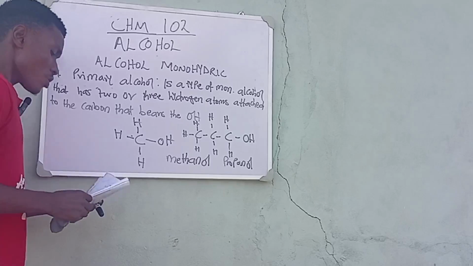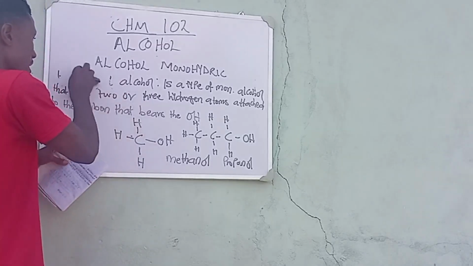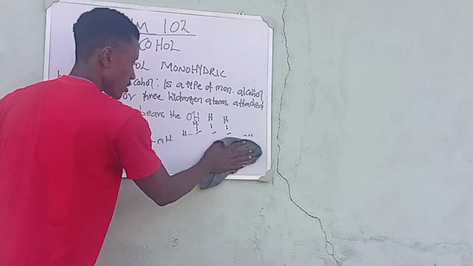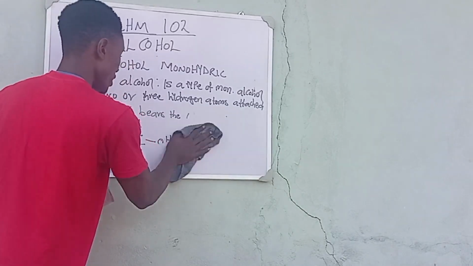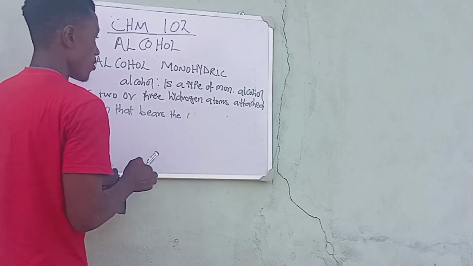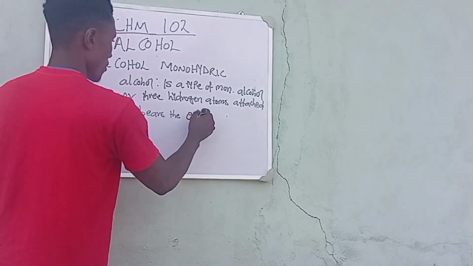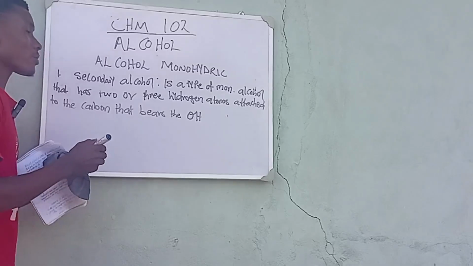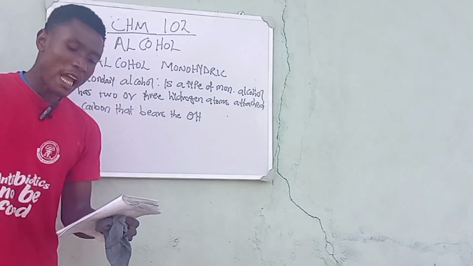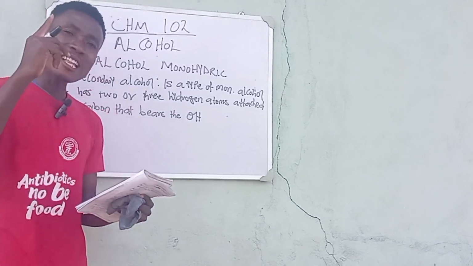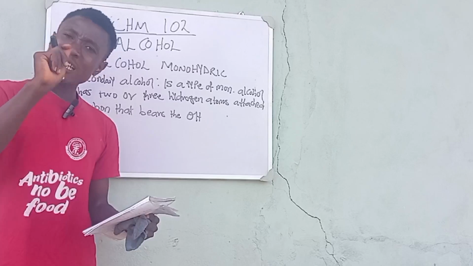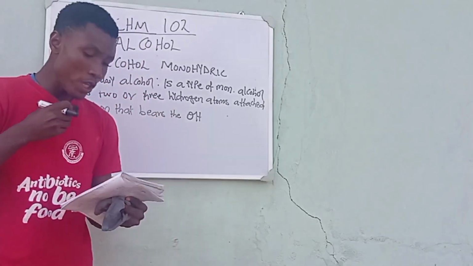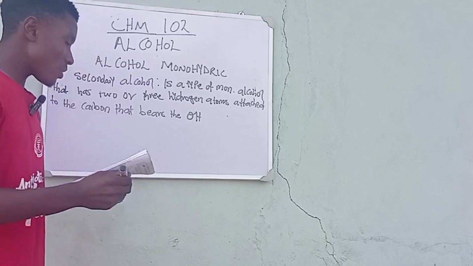So let's move on straight up to secondary alcohol. Let's just clean our primary. We are going to clean this structural formula here on the board, and we are going to write our OH. So we are going to say secondary alcohol. Now, the secondary alcohol is a type of monohydric alcohol that has only 1 hydrogen atom. Pay attention. Only 1 hydrogen atom attached to the carbon that bears the word OH.